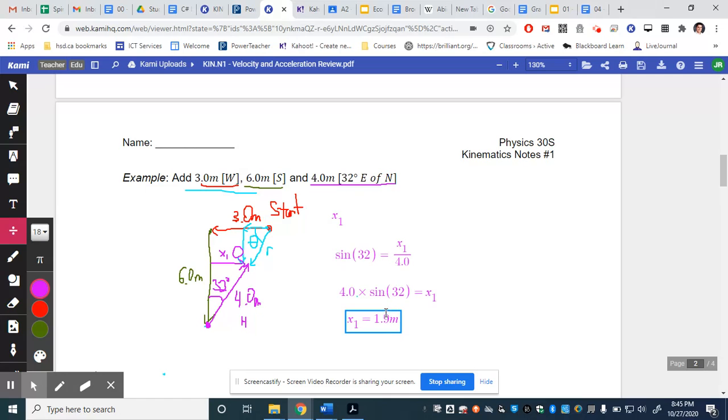All right, sweet. And so we found that x1 is 1.9, which means that this value here, yikes, this is tight stuff here. This value there is going to be 3.0. Yikes, my writing is so messy. This here is going to be 3.0 minus 1.9, and that equals 1.1.